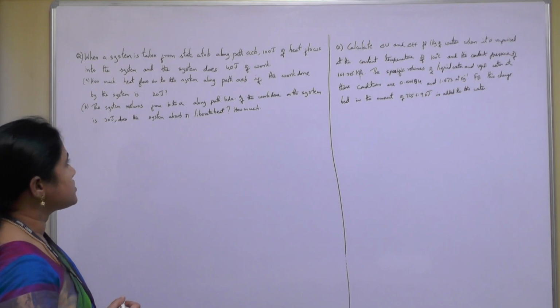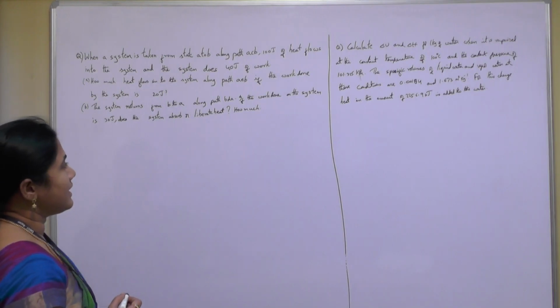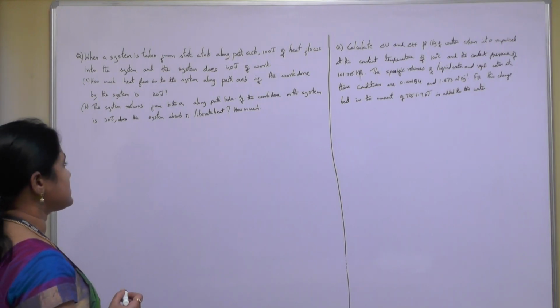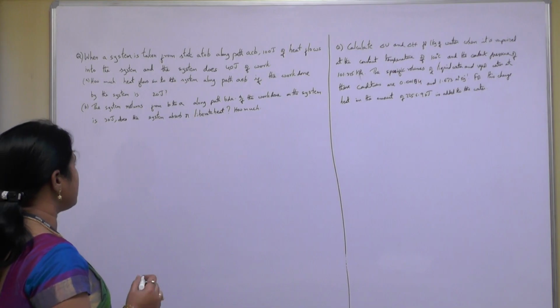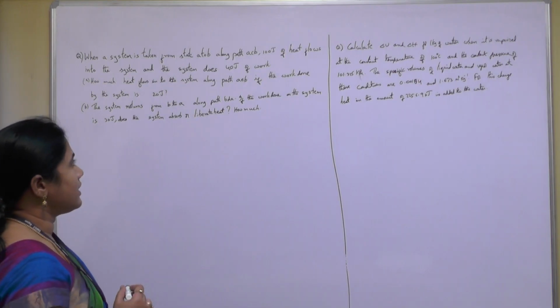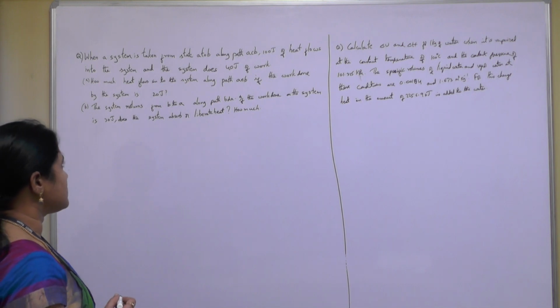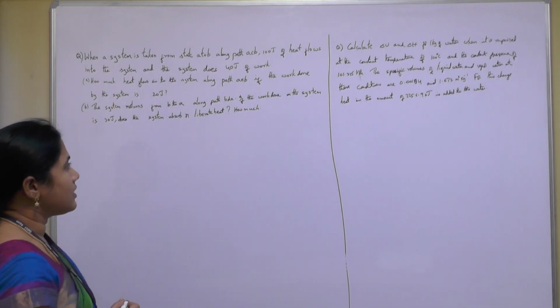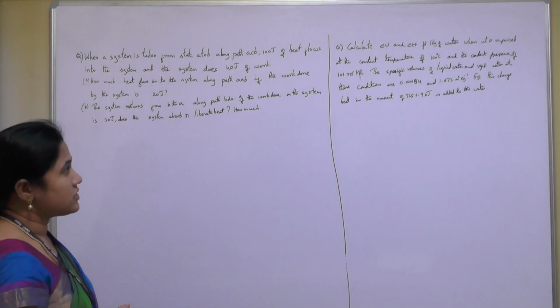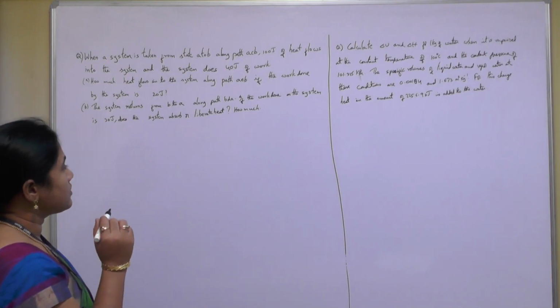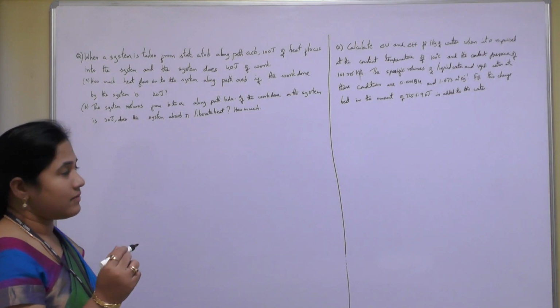How much heat flows into the system along path AEB if the work done by the system is 20 joules? And the second part: the system returns from B to A along path BDA, if the work done on the system is 30 joules. Does the system absorb or liberate heat? How much? To solve this problem, first we have to draw the PV diagram.